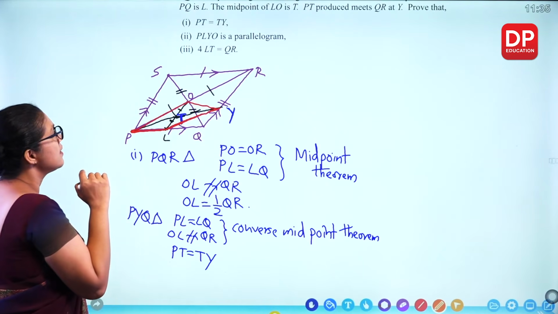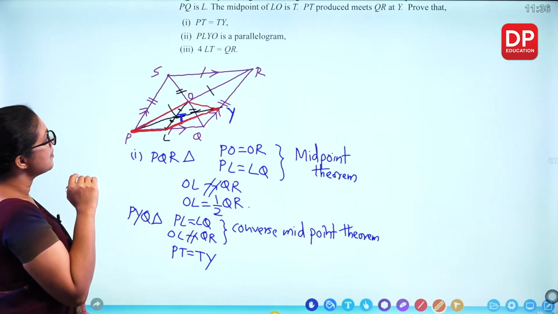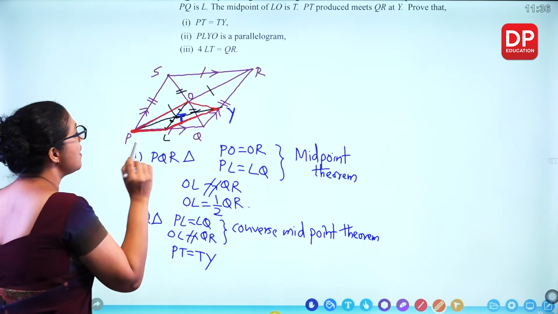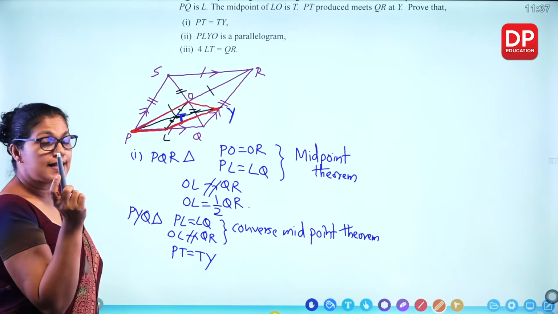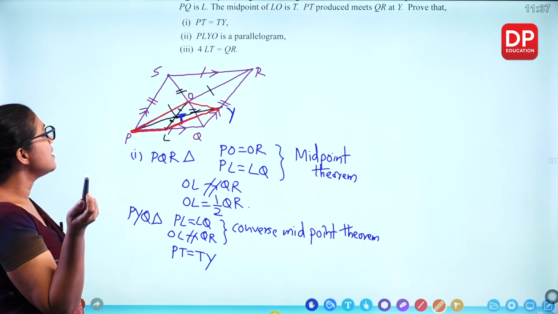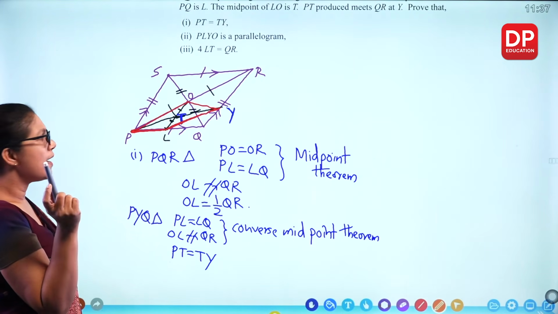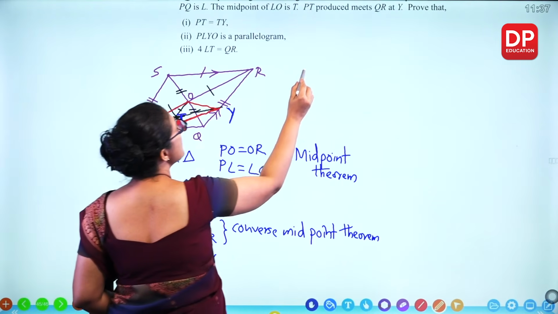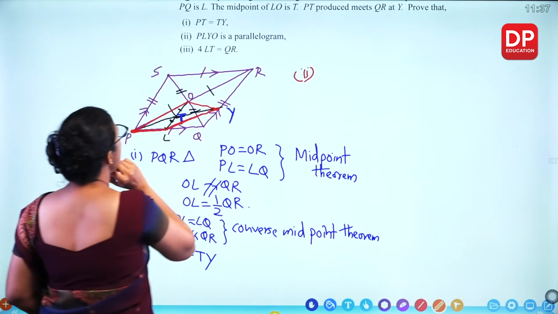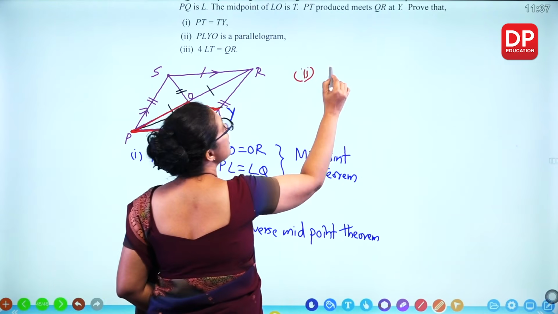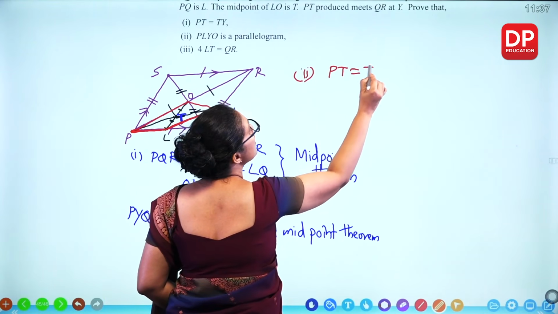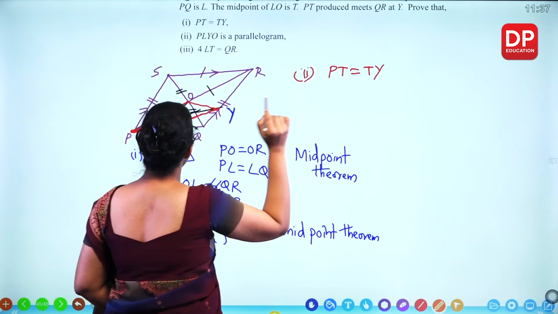This one is a parallelogram. Here, if we can show that the diagonals bisect each other, we can definitely say PLYO is a parallelogram. So we'll use that property. We know that PT is equal to TY from part 1.